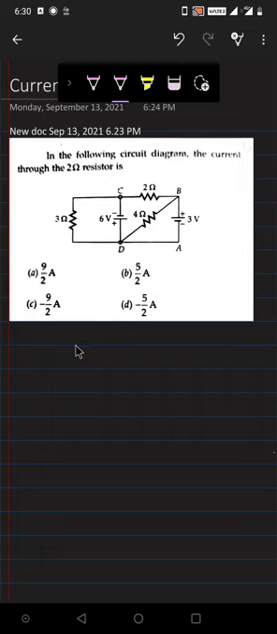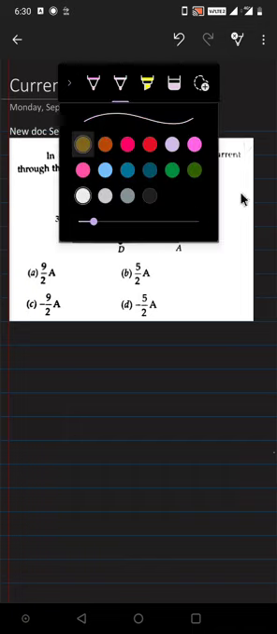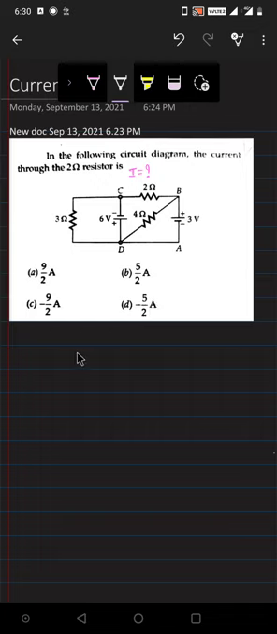Let's read the question. In the following circuit diagram, the current through the 2 ohm resistor is. So there is one 2 ohm resistor connected between the points B and C. We need to find out the current through the 2 ohm resistor. So what is the value of the current? We have to calculate. Okay, let's calculate this.